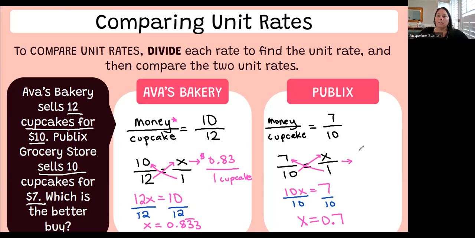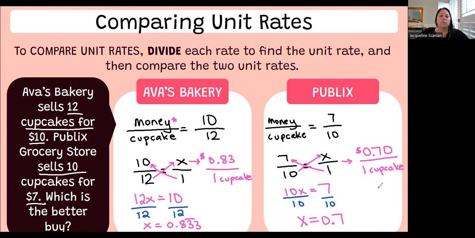And so what that means is that I would be paying about 70 cents, not 7 cents. The 0 is invisible after the 7, so we stick it in after the 7. So that's about 70 cents for 1 cupcake. So all things considered, it looks like Publix is the cheaper value. I can get the cupcake for 70 cents each, where at Ava's Bakery, I get the cupcake for 83 cents. This is an example of comparing unit rates.